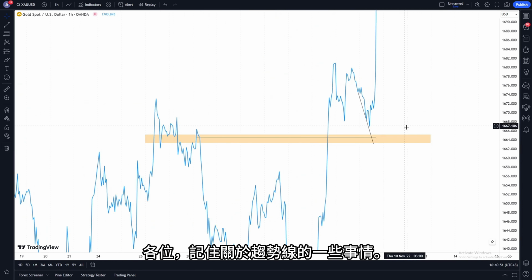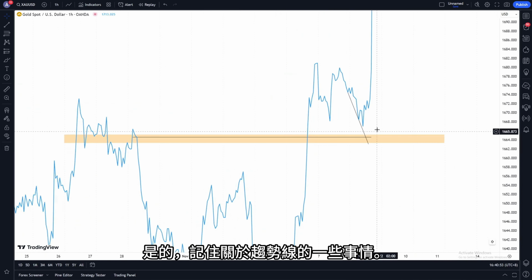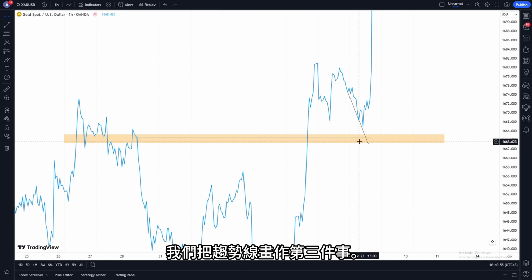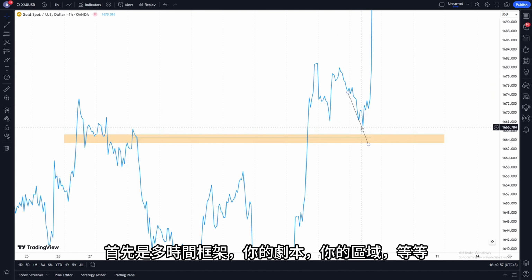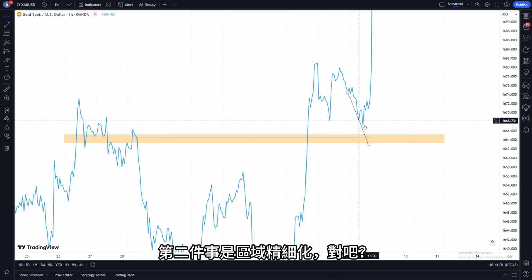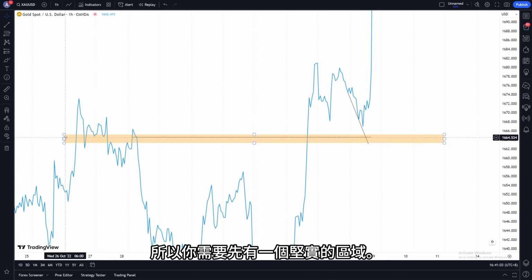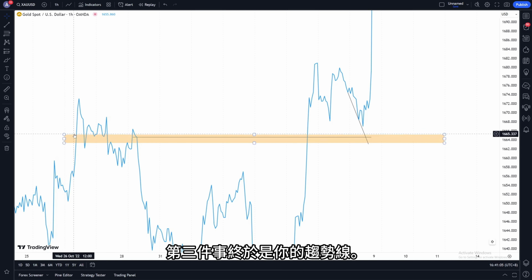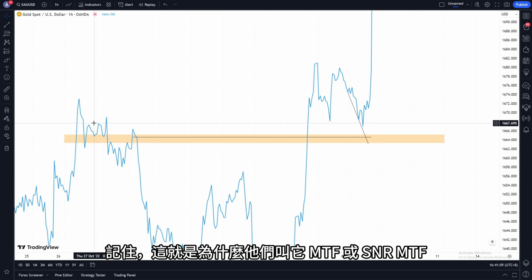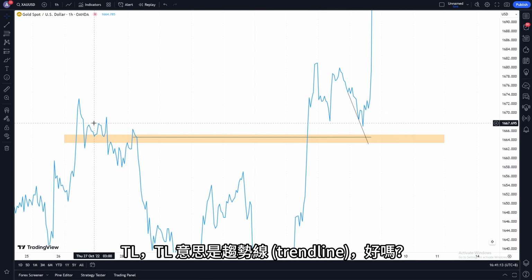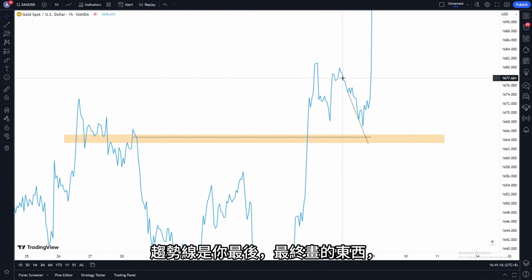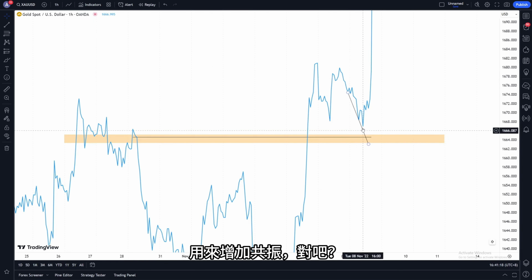Guys, remember something about trend lines. We draw the trend line as the third thing. First is the multi-time frame, your storyline, your zones. Second thing is the zone refinements, right? So you need to have a solid zone first. The third thing is finally your trend line. That's why they call it MTF or SNR, MTF, TL. TL meaning trend line, okay? The trend line is the final thing you draw to add a confluence, right?